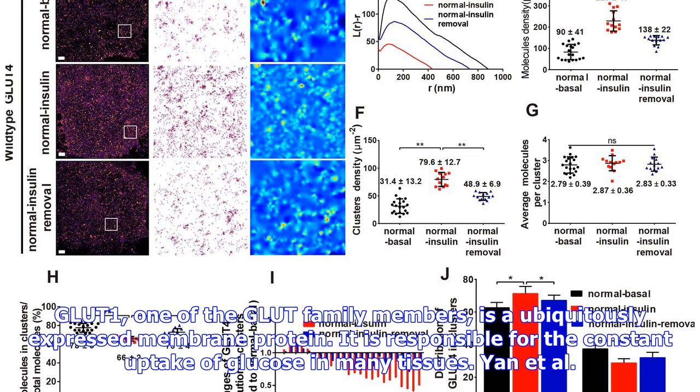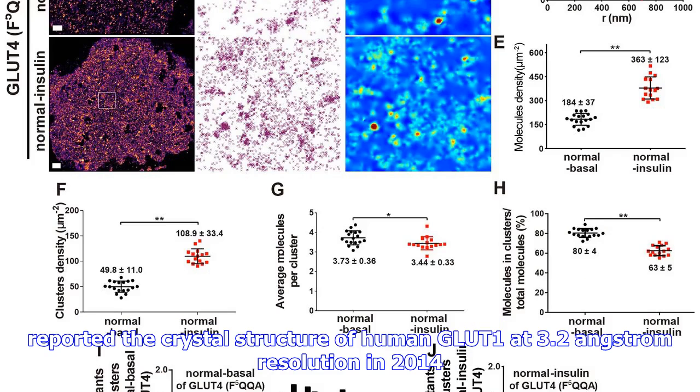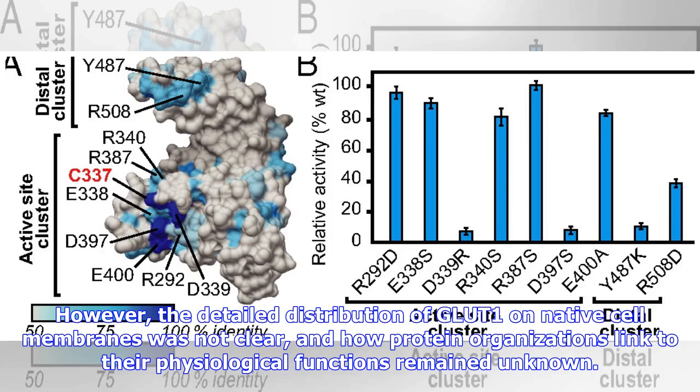Yan et al. reported the crystal structure of human GLUT1 at 3.2 angstrom resolution in 2014. However, the detailed distribution of GLUT1 on native cell membranes was not clear, and how protein organizations linked to their physiological functions remained unknown.